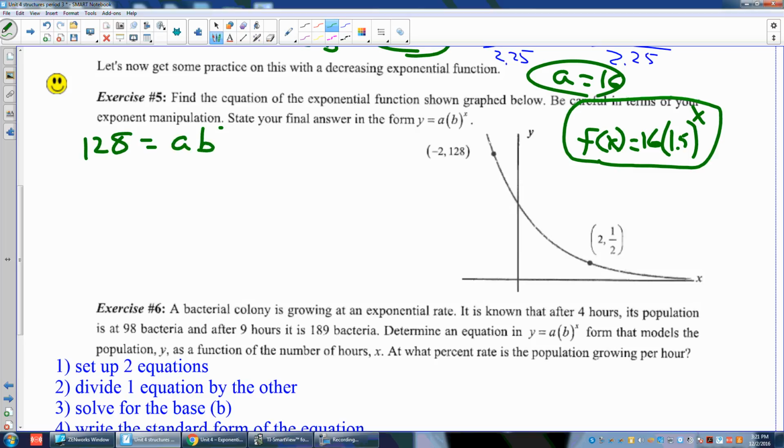128 equals a, b to the negative 2. Then the other equation, 1/2 equals a, b to the 2. Because we take the x values and put them in for the exponents, we take the y values and put them in for f of x. Now, divide the 2 equations. Believe me, it's a lot easier dividing by 1/2 than it is to divide by 128.